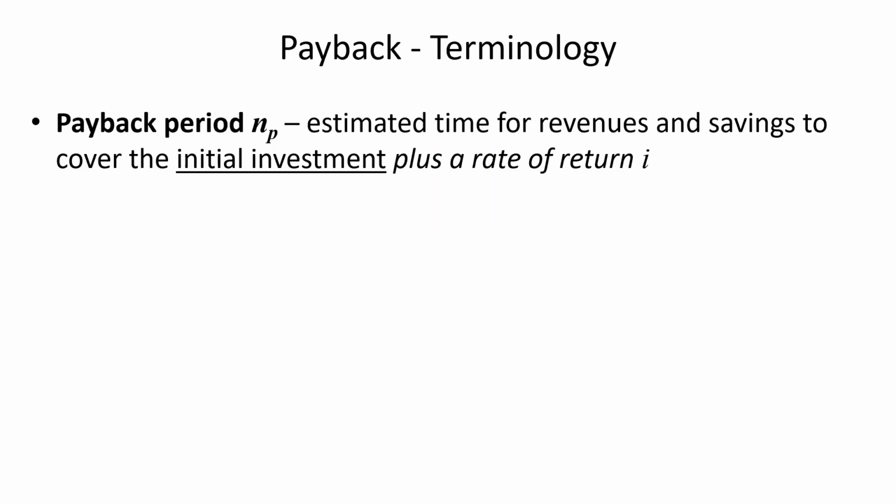Okay, so let's talk more about payback analysis. There are a couple of terms we have to be familiar with to apply this analysis, and one is the payback period. N sub P is the number of periods required to pay off the item. So it's just how long for the revenue or the reduction in previous expenses. Savings here means how much your previous expenses have gone down by buying a piece of equipment. The purpose of the equipment is either to generate revenue or to reduce your costs.